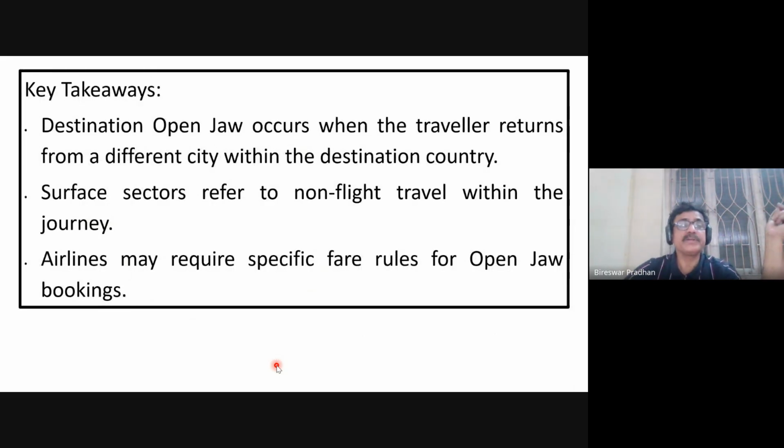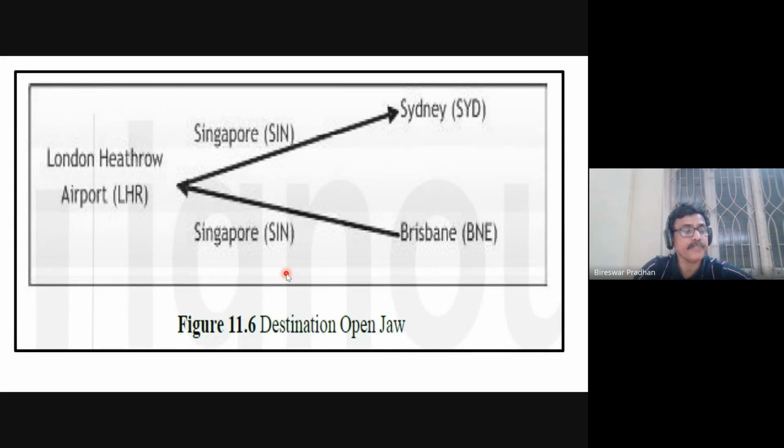Destination open jaw occurs when the traveler returns from a different city within the destination country. Surface sector refers to the non-flight travel within the journey, and the airline may require specific fare rules in open jaw booking. Is there any question for that? Destination open jaw.